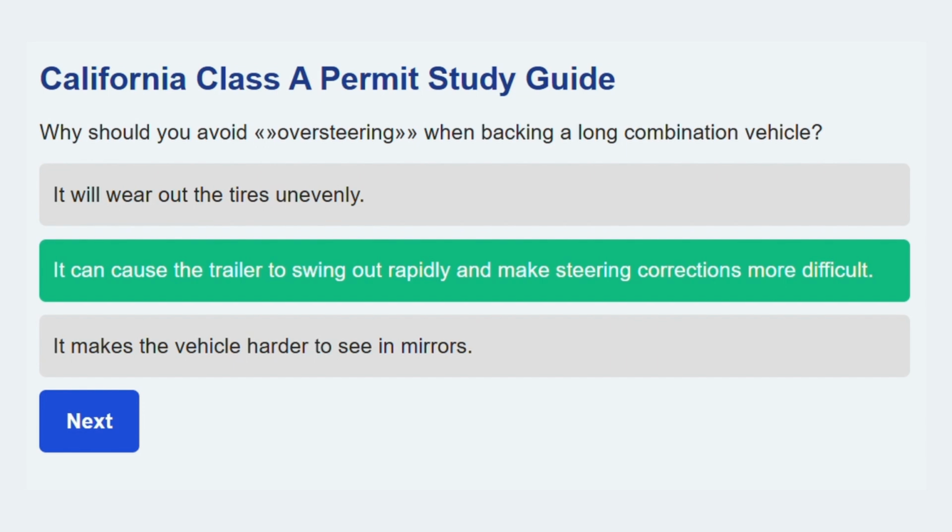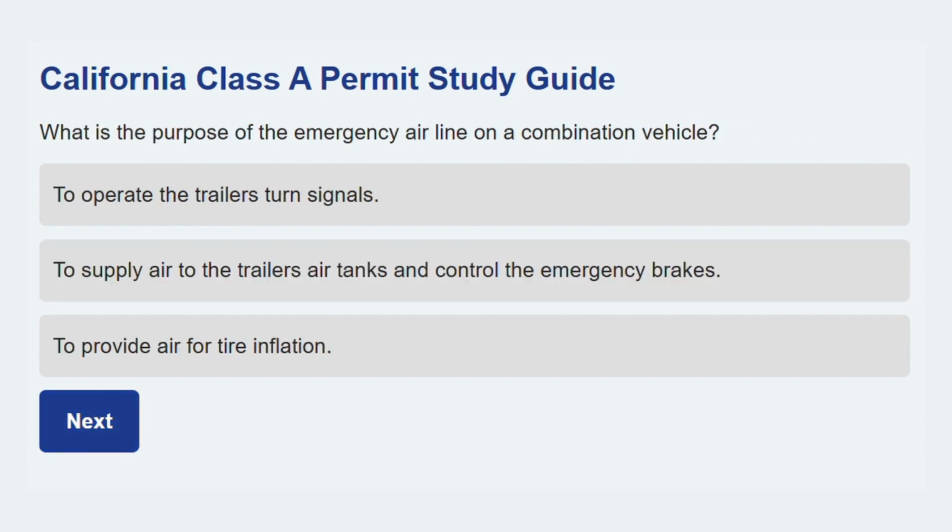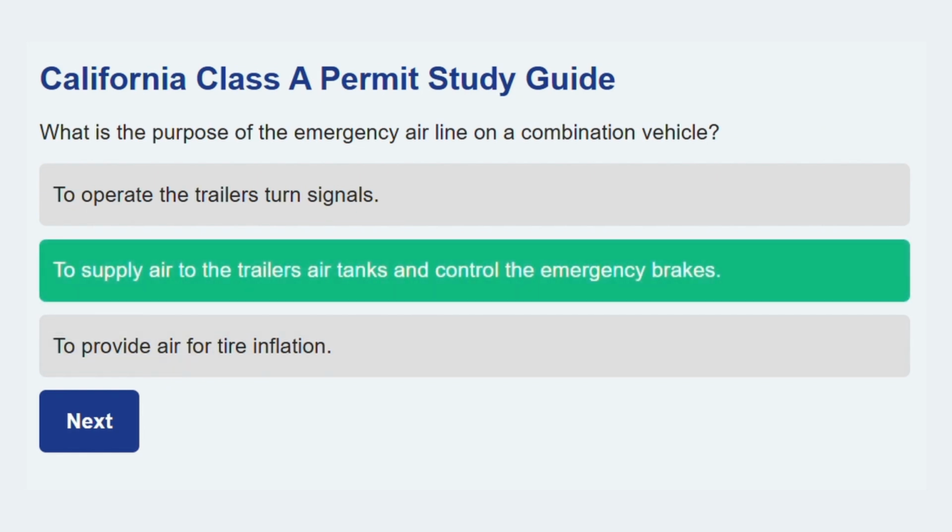So what's next? What is the purpose of the emergency air line on a combination vehicle? To supply air to the trailer's air tanks and control the emergency brakes. This line is vital for the trailer's braking system and automatic emergency braking.